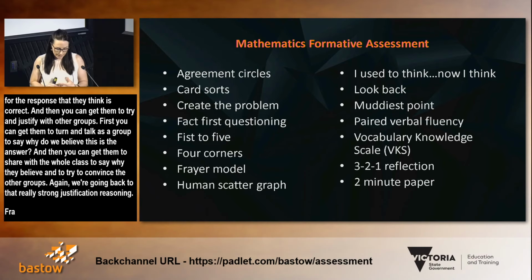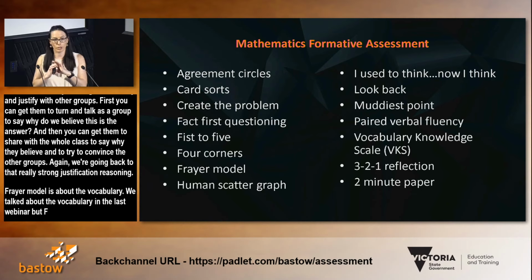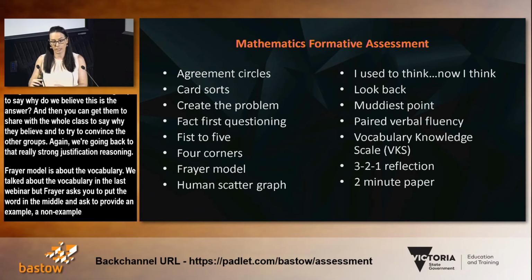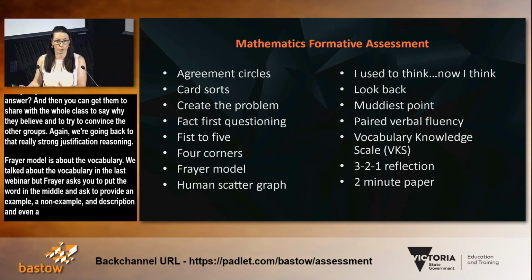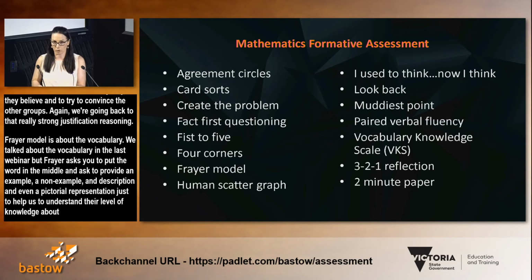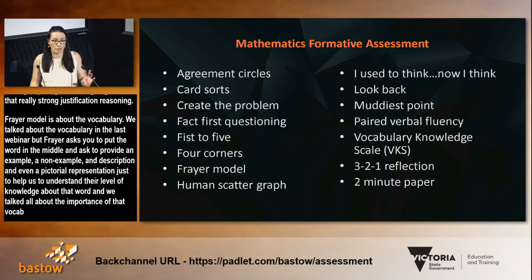The Frayer model is really about the vocabulary. We talked a little bit about the vocabulary in the last webinar, but the Frayer model asks you to put the word in the middle. So let's say ratio, and then we ask them to provide an example, a non-example, and a description of what ratio is, and maybe even a pictorial representation, just to help us understand their level of knowledge about that word. We talked all about the importance of vocabulary knowledge in mathematics.